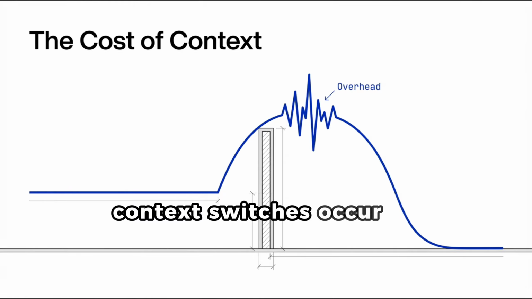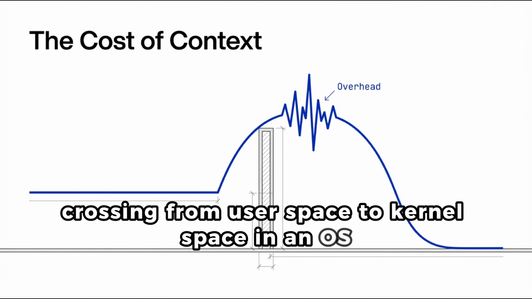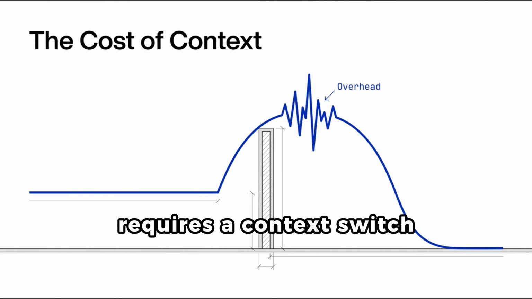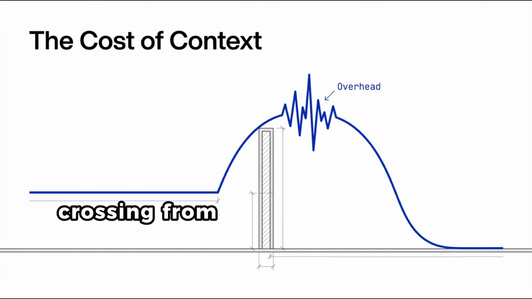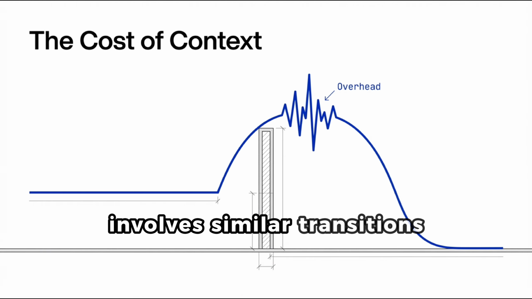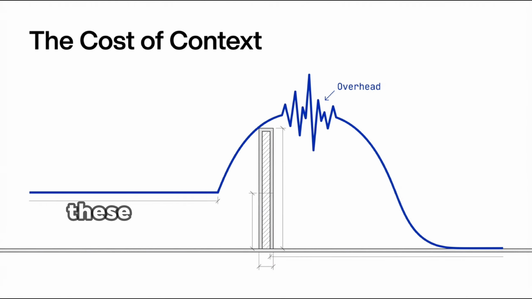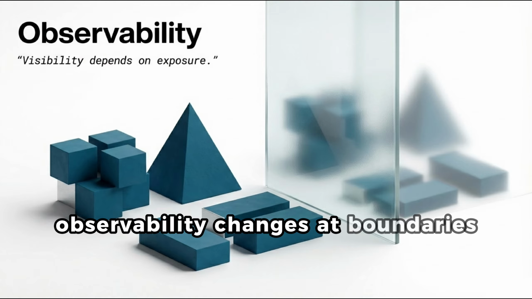Context switches occur at boundaries. Crossing from user space to kernel space in an OS requires a context switch, changing privilege levels, switching memory contexts. Crossing from your application to a cloud service API involves similar transitions, though abstracted. These switches have performance costs.